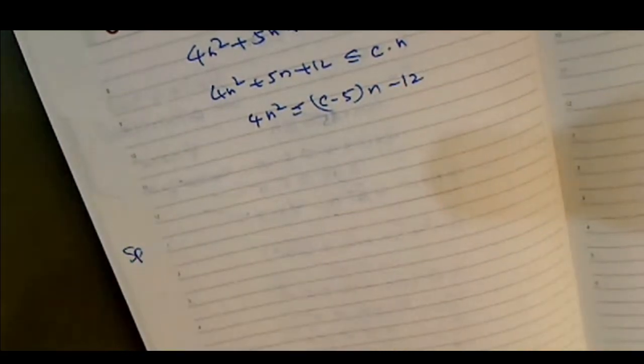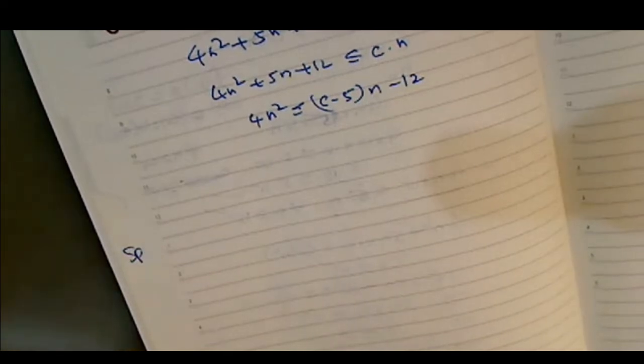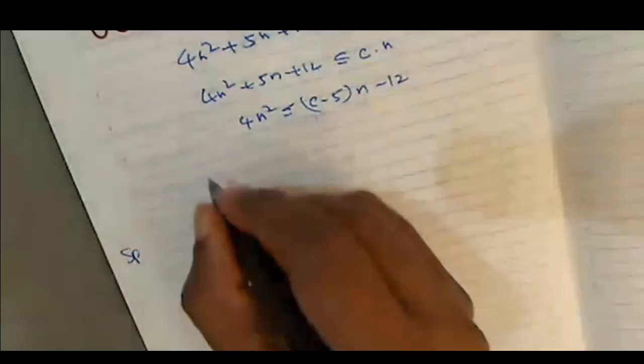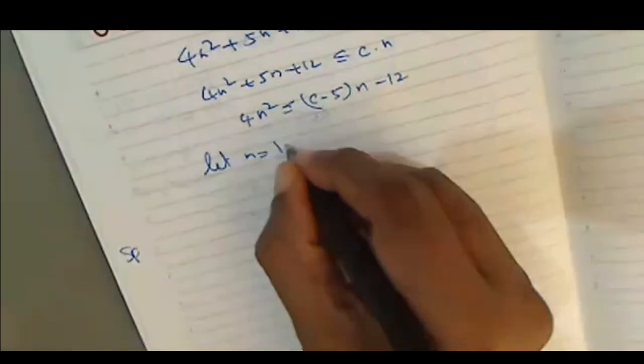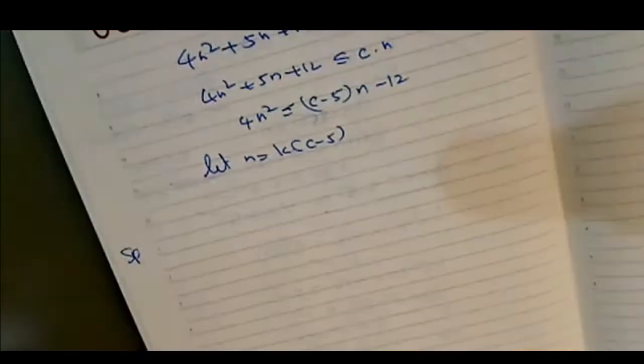And we have to say that we are unable to find an n naught. Because c can be any value more than 5, that we can see later. But if we are able to find an n naught, such that from that n naught onwards the inequality holds good, then we can say it, otherwise we cannot. So let us take n is equal to some k into (c minus 5), some k into c minus 5.